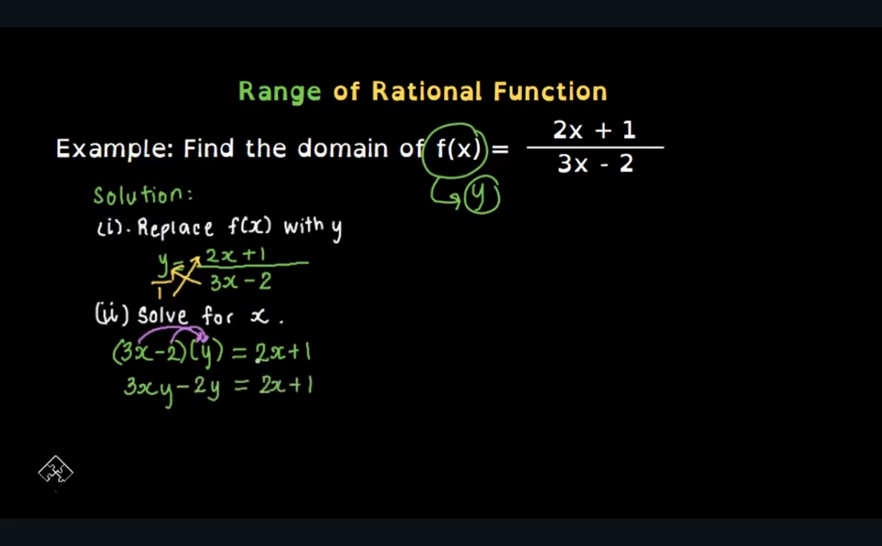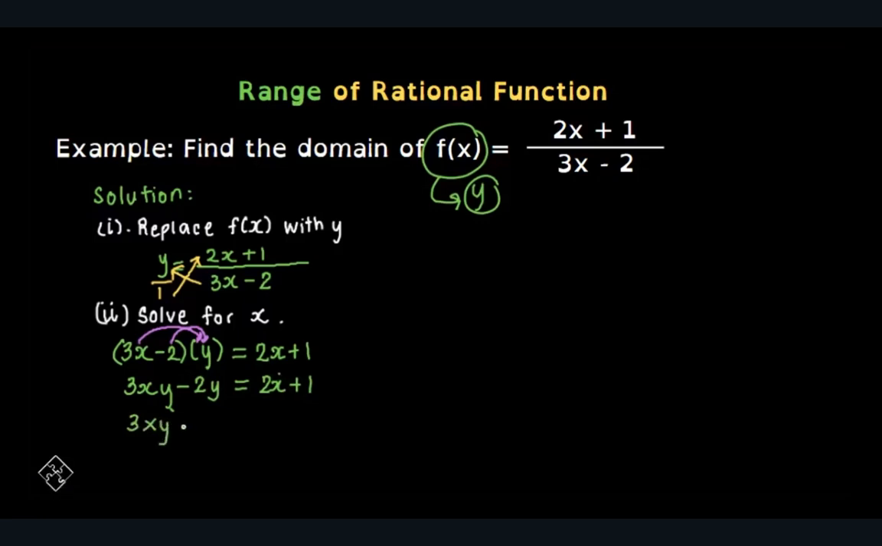Hindi pa tayo tapos dyan. May gagawin tayo ditong malupit, no? Itong negative 2y, ang gagawin natin dito ay ililipat natin sa kabilang side. Okay? Kaya magbabago yung kanyang sign. Okay? Paano natin gagawin, no? Ayusin natin. Okay, itong 2x, papalit natin kay negative 2y. Si negative 2y ilalagay natin sa right side. Okay? Kaya you could add positive 2y both sides.